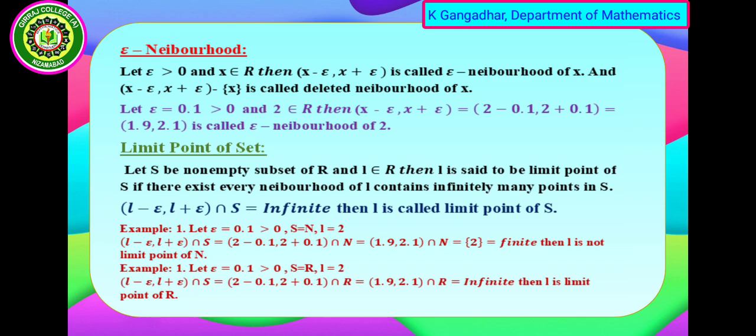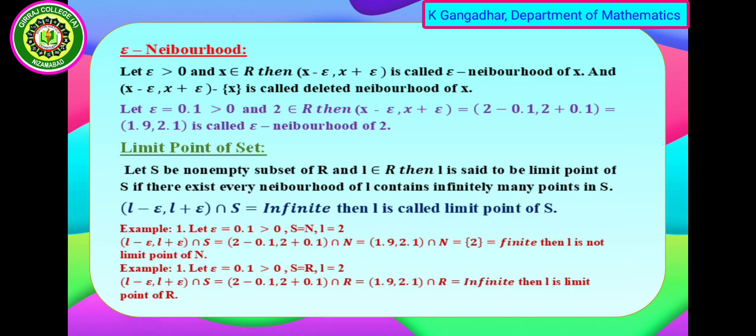In the next problem, let epsilon equal to 0.1 greater than 0, S equal to R, L equal to 2, and the interval (1.9, 2.1) intersection R. In between 1.9 and 2.1 we have infinitely many real numbers. In between any two real numbers we have infinite real numbers. So (1.9, 2.1) intersection R is infinite, so we say that L is a limit point of R.